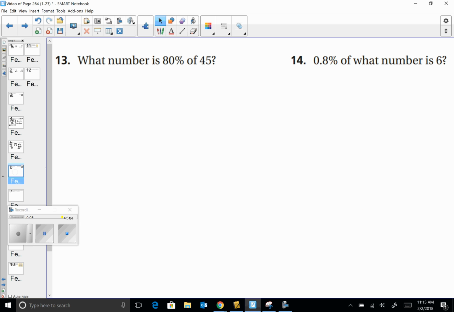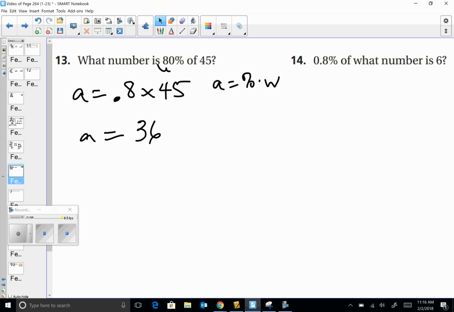All right, number 6. So what number is 80% of 45? This is a better one to use the part equals the percent times the whole, because the 45 is the whole and the 80% is the percent. So we're going to write A equals, I'm going to change that to 0.8, right? 0.8 times 45. Grab my calculator, 0.8 times 45, and I get 36.